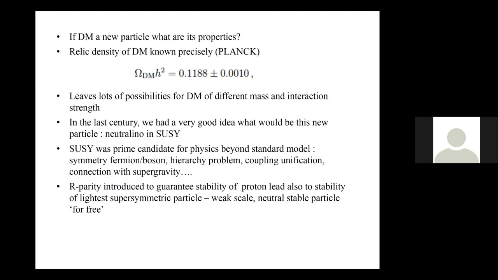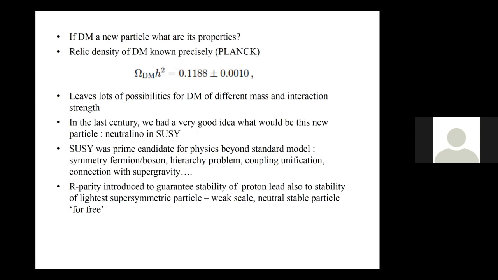Moreover, in these supersymmetric models, there was a proposal to introduce a parity called R parity. This was actually necessary to guarantee the stability of the proton. It turns out that if this parity is introduced, where all standard model particles are even and all supersymmetric particles are odd, the lightest supersymmetric particle cannot decay. So this gave a perfect weak scale neutral stable particle. It just came out for free. It was not built into the model to explain dark matter. So this is always a nice feature of supersymmetric dark matter.